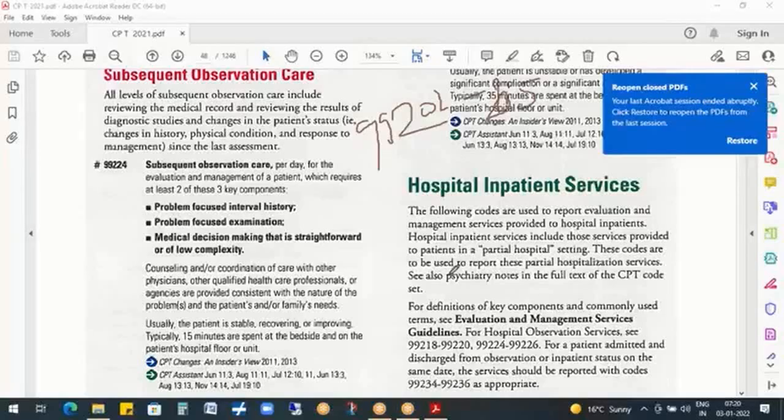In that, B, established patient. Established patient: 99212 to 99215. 99212 to 99215.